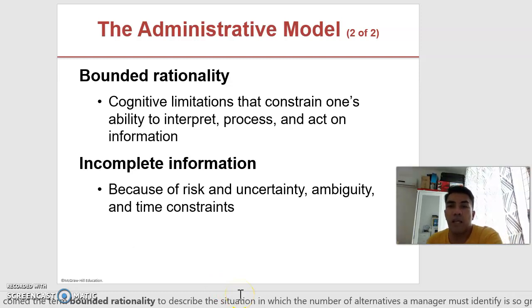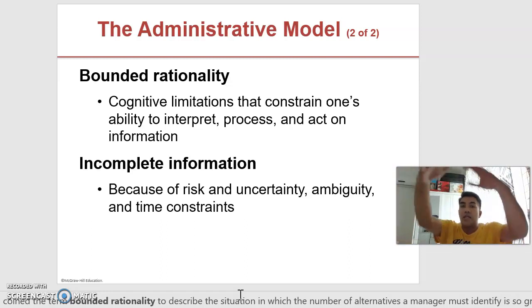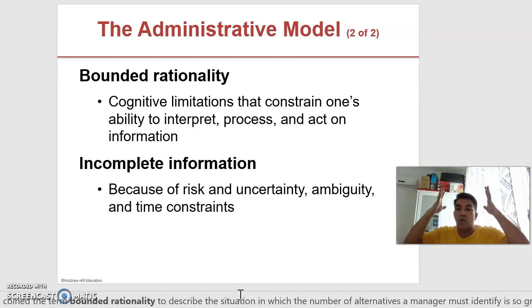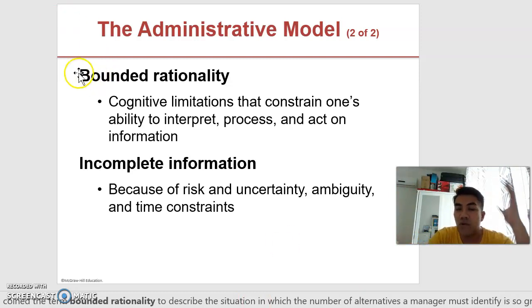Bounded rationality: cognitive limitations that constrain one's ability to interpret, process, and act on information. We can only make decisions based on what we know. For example, in terms of visibility, we can only see things right in front of our eyes. We do not know what is happening behind this wall, because that is our boundary. The same goes with our mind, our rationality. When we want to make a decision, one of the issues is our cognitive limitation: we cannot foresee what is going to happen in the future, and that is our own limitation. So because of that, we have a bounded rationality lah.